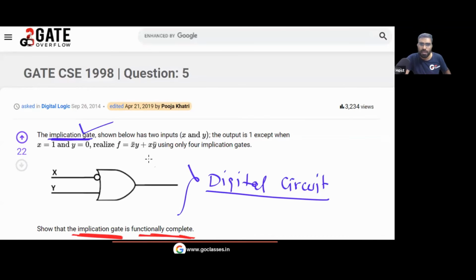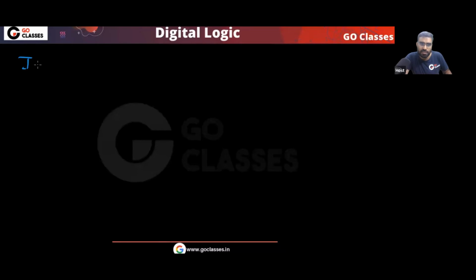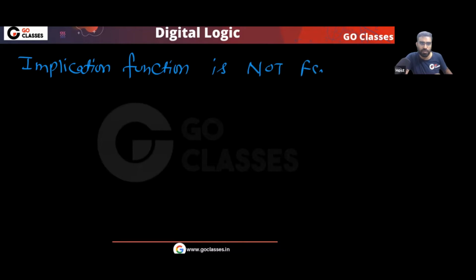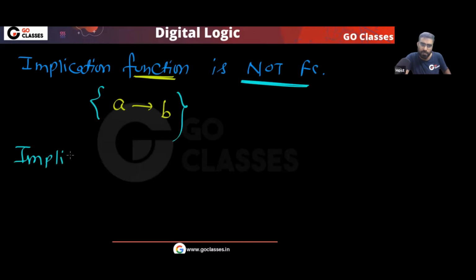Is this clear? Remember, implication function is not functionally complete. Please understand. For example, this function A implies B is not functionally complete. But implication gate is functionally complete. What is the reason? Tell me.